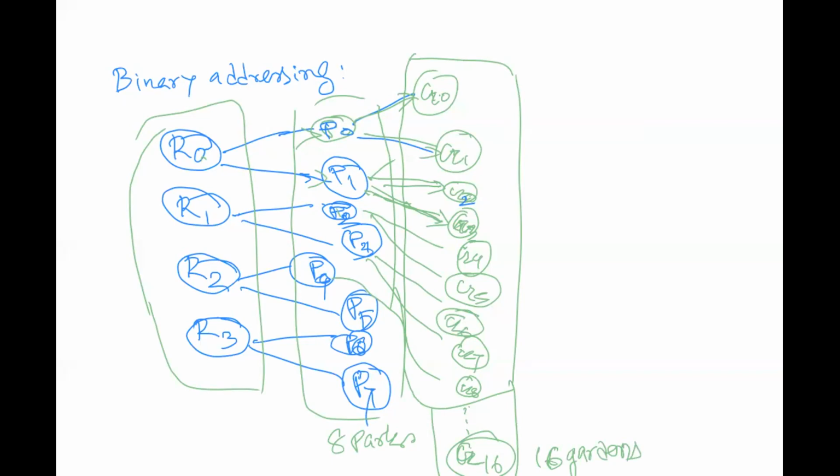So how do you represent the total 16 gardens? I want to be able to look at each garden uniquely. So to address a total of 16 gardens, how many bits are required? We need 2 to the power m items to represent 2 to the power m gardens or items. How many bits do we need? m bits.